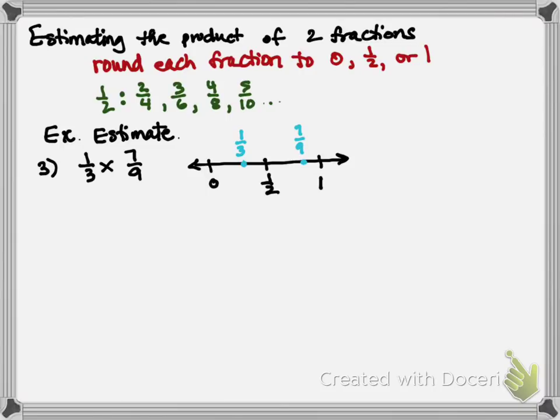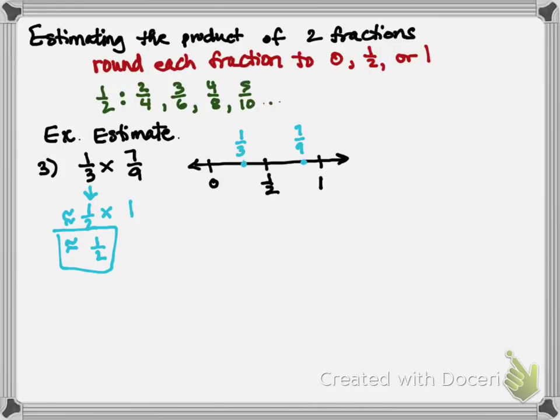So I'm going to say 1/3 is pretty close to 1/2. That's going to be my compatible number, or my estimation. And 7/9 is going to be close to 1. So that when I multiply them, my answer is going to be approximately 1/2. So I'm taking 1/3 of almost a whole, so it's about 1/2 of a whole. That's going to give me about 1/2.